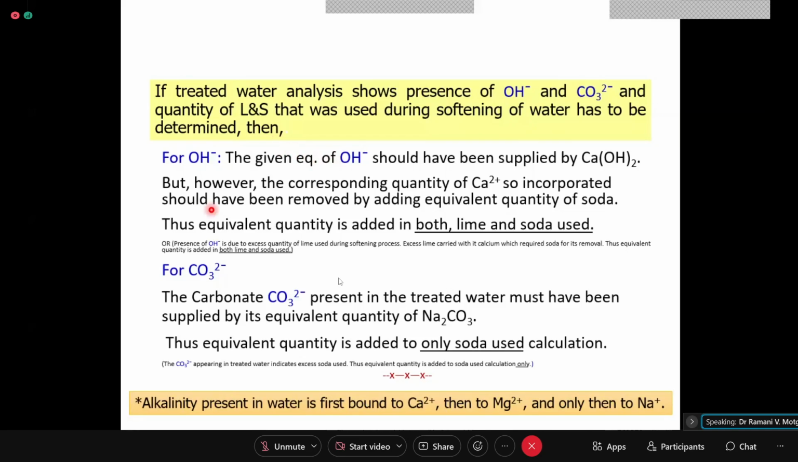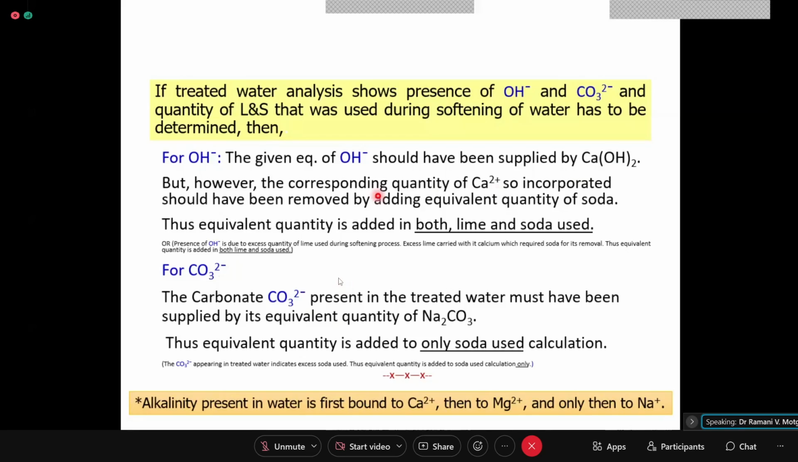So for calculating hydroxide, the given equivalents of hydroxide should have been supplied in excess as calcium hydroxide, or lime. However, the corresponding quantity of calcium is also incorporated. So, when excess lime is added, hydroxide will appear in the treated water. Now, when this quantity of excess lime is added, this calcium is added to the water. Now, who is removing this calcium? Carbonate is removing.